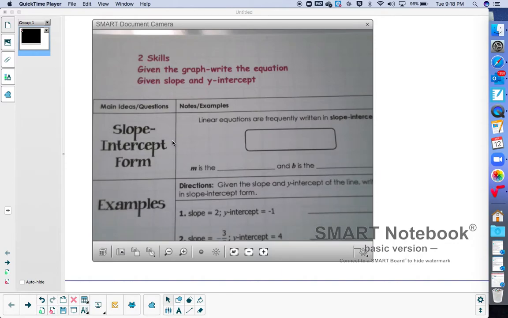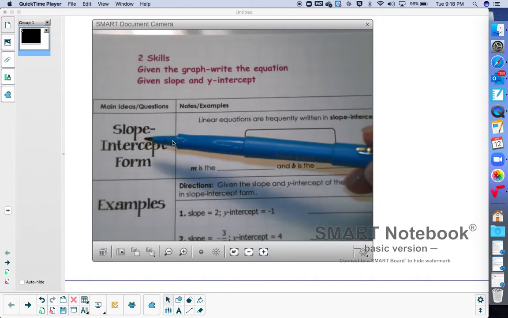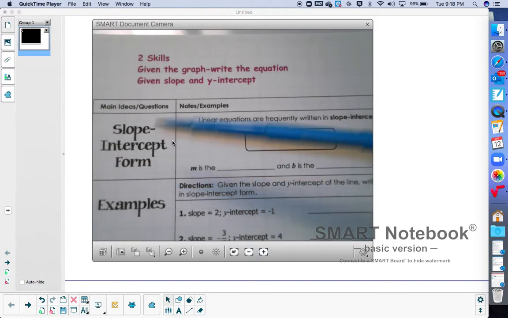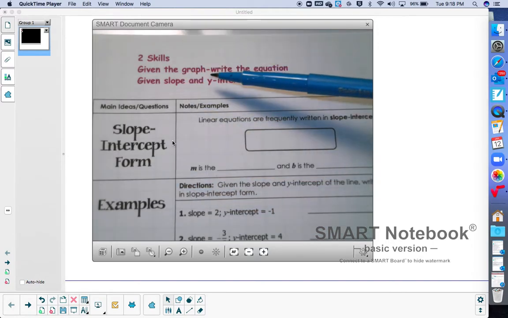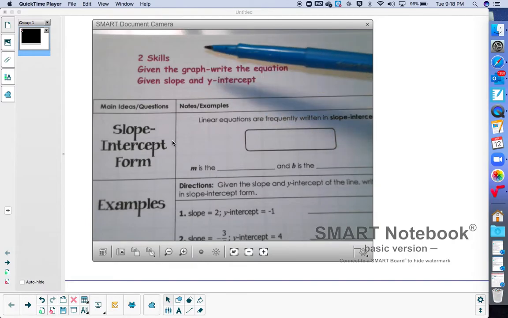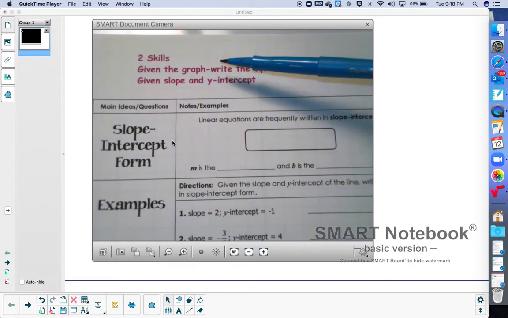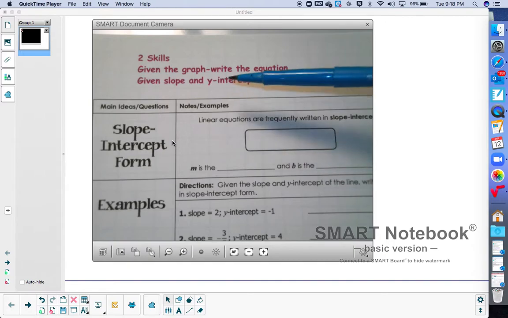This video is going to talk through two skills with the slope-intercept form of a linear equation. We're going to write the equation of the line when we're given the slope and the y-intercept, and we're going to write the equation of the line when we're given the graph. And then the next skill that we'll study will be graphing the line from this form of the equation.